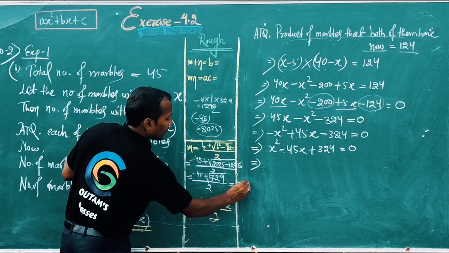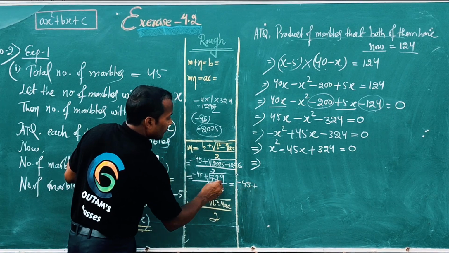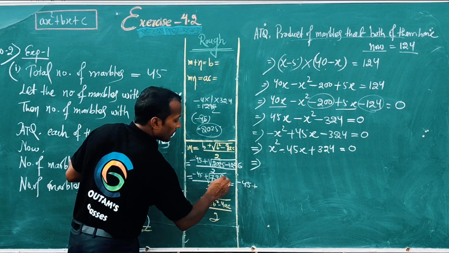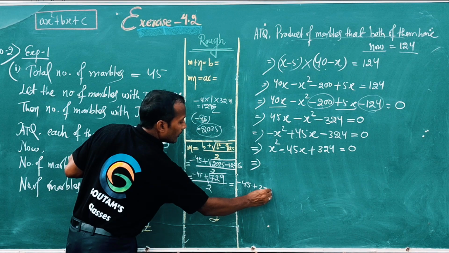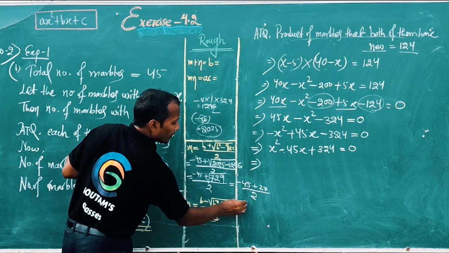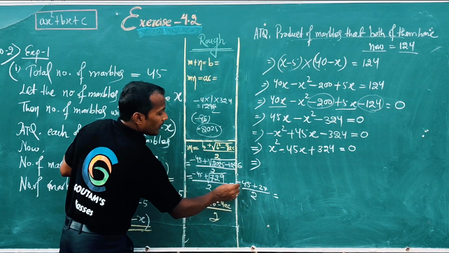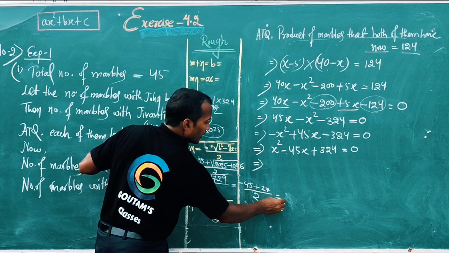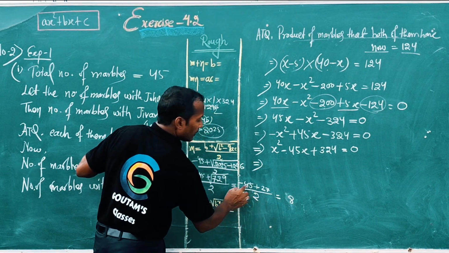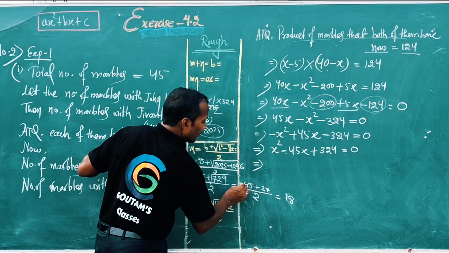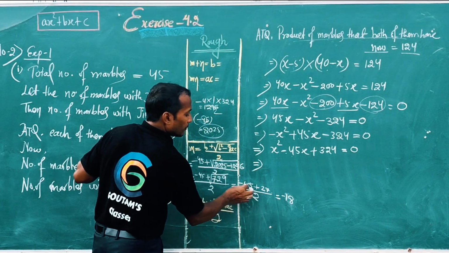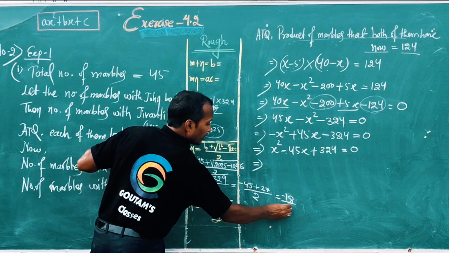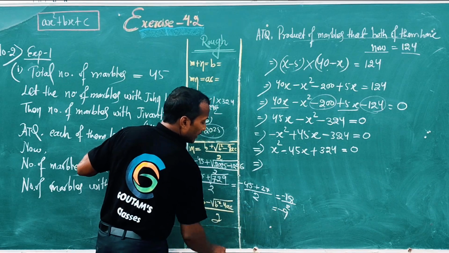Now minus 45 plus square root of 729, and the square root of 729 is 27, by 2. So I will have 45 minus 27. What is the result? 15 minus 7 is 8, and 3 minus 2 is 1. The negative sign will be given because 45 is greater than 27. So minus 18 by 2, which means minus 9.